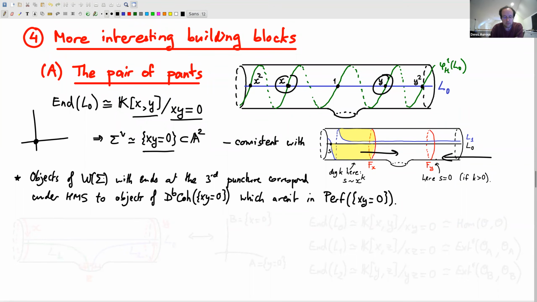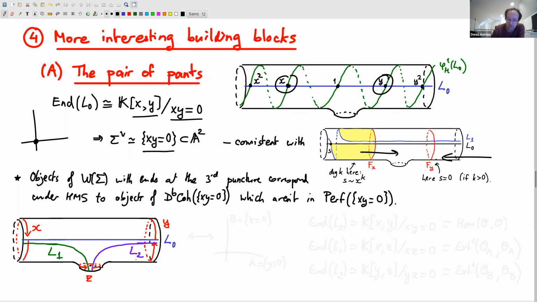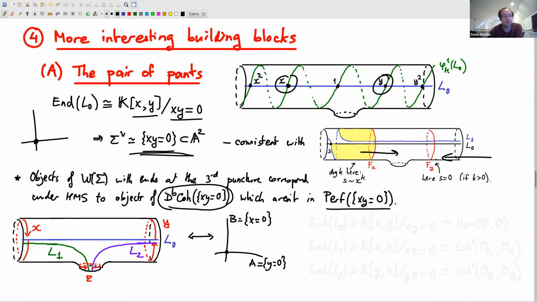Okay. So the interesting thing, though, is that there are also objects which end at the third puncture and are not really accounted for yet. And what they correspond to is objects of a coherent category of coherent sheaves on this mirror thing that are not perfect modules. That means not expressible by vector bundles on the whole thing.